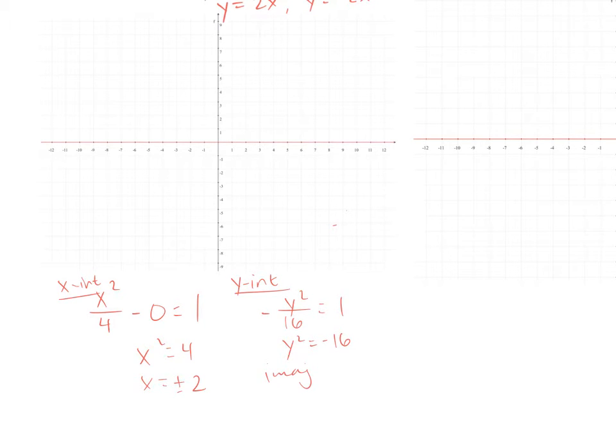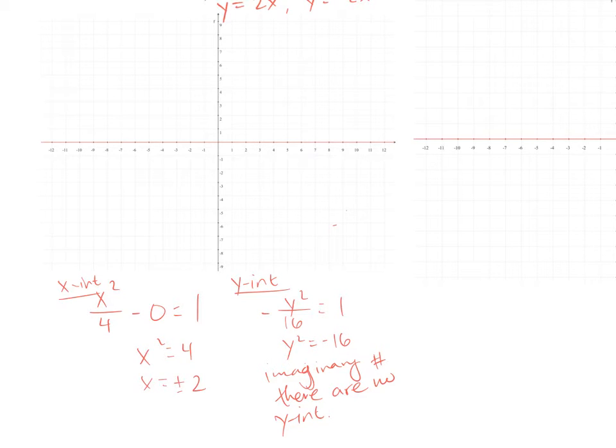So since this is an imaginary number, there are no y-intercepts, right? Because we can't graph an imaginary number on a real plane. So that's why with hyperbolas, you're only going to have two intercepts, either x or y, and that's going to tell you if you have a horizontal hyperbola or a vertical hyperbola.